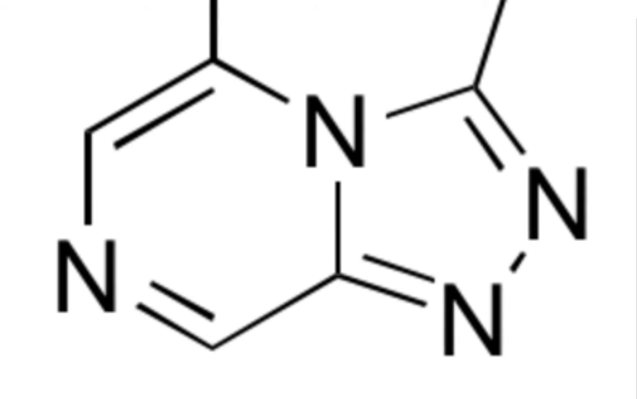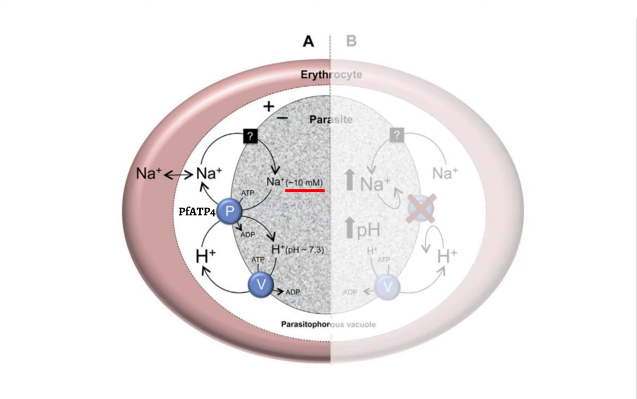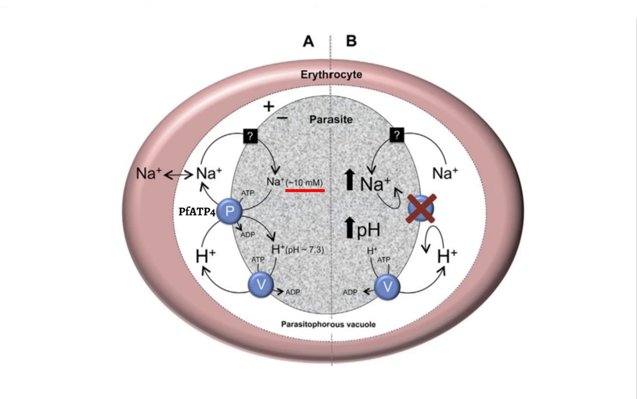Our drug has a triazolopyrazine core, which targets the sodium ion pump PfATP4, which is responsible for maintaining a low internal sodium concentration, a necessity for normal enzyme functioning. A low cytosolic sodium ion concentration also creates a high concentration gradient which the protozoan uses as a source of energy. We hope that our drug would successfully disrupt this ion pump, killing the parasite and acting as a new treatment for malarial infections.